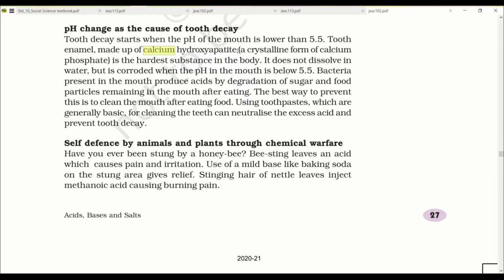To digest that edible or the sugar, the saliva produces acid which damages the tooth. It does not dissolve in water but is corroded when the pH in the mouth is below 5.5. Bacteria present in the mouth produce acid by degradation of sugar and food particles remaining in the mouth after eating. The best way to prevent this is to clean the mouth after eating food. Using toothpaste, which is generally basic, for cleaning the teeth can neutralize the excess acid and prevent tooth decay.